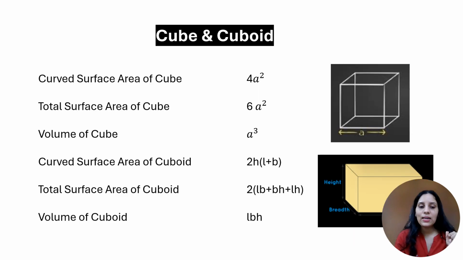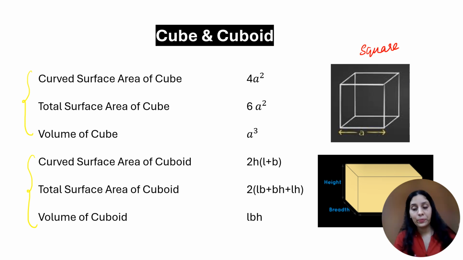Now let's get started with the figures. First one is cube and cuboid. So here are the formulas that we have. Here is cube and this is the cuboid. So firstly, what is the difference between cube and cuboid? Both of them have six faces. Cube is basically all the six faces are square. All the sides are equal. Whereas in cuboid, all the six faces are rectangle.